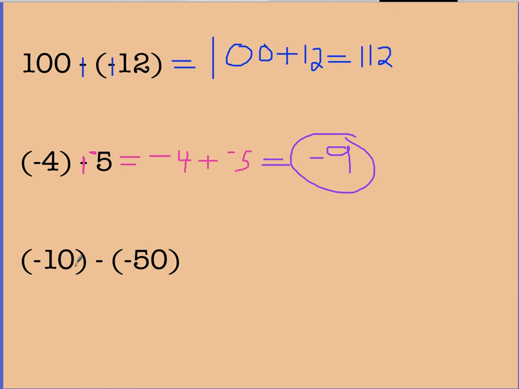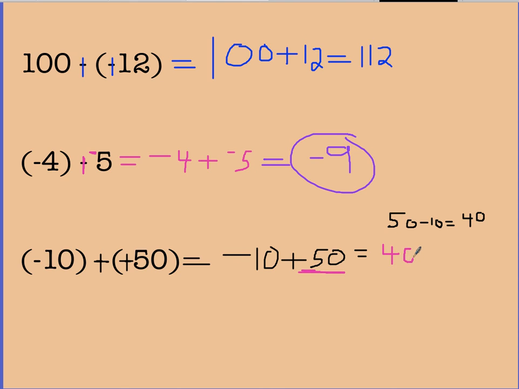All right, last one we're going to look at together, negative 10 minus negative 50. We're going to change this into plus, change the other sign too. So now I have negative 10 plus 50. They're different signs, so in my mind I need to do 50 minus 10, and I get 40. And then I look, which one is further from 0 originally, the 10 or the 50? Well, the 50 is. 50 is further from 0. So my answer is going to be the positive version of that, positive 40.